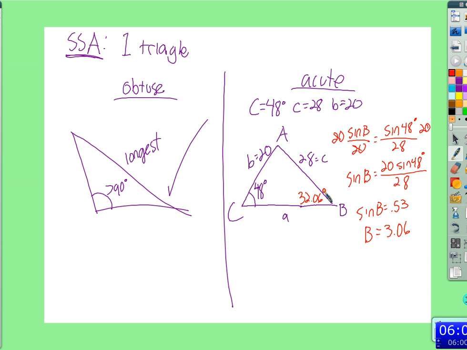We don't get any errors. This side must be long enough. It must not be too short to reach down and make a triangle. It's at least long enough to make a triangle. Well, we know this is 48, this is 32.06, so we need to figure out this angle. What would that angle be?